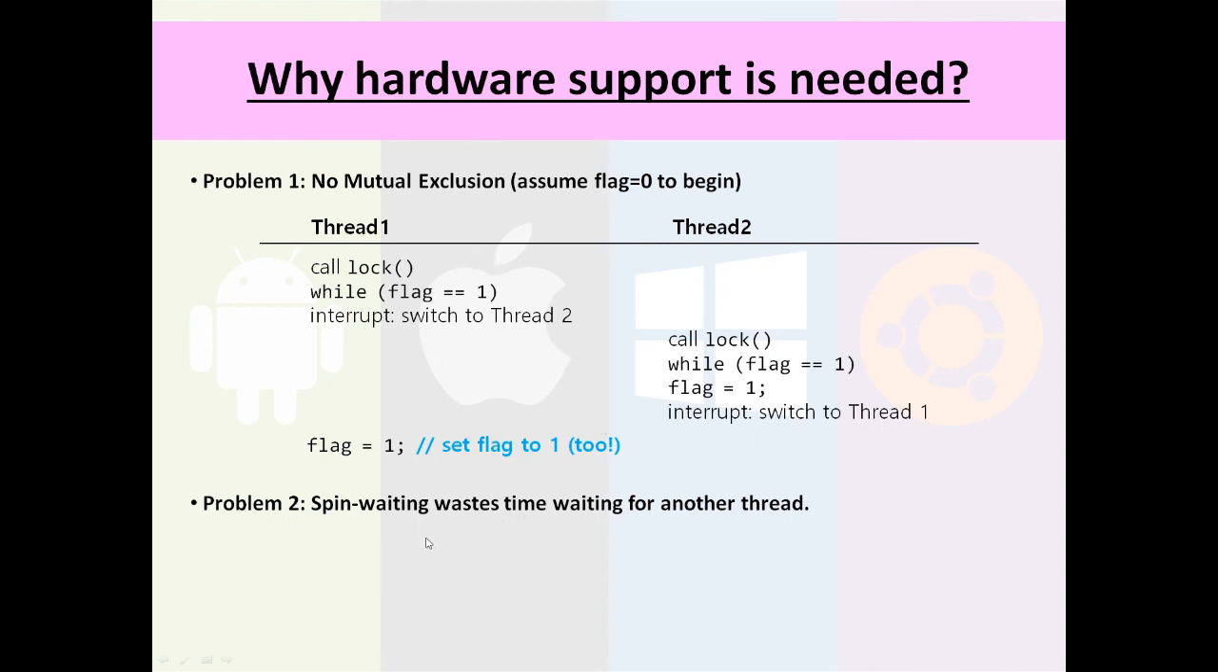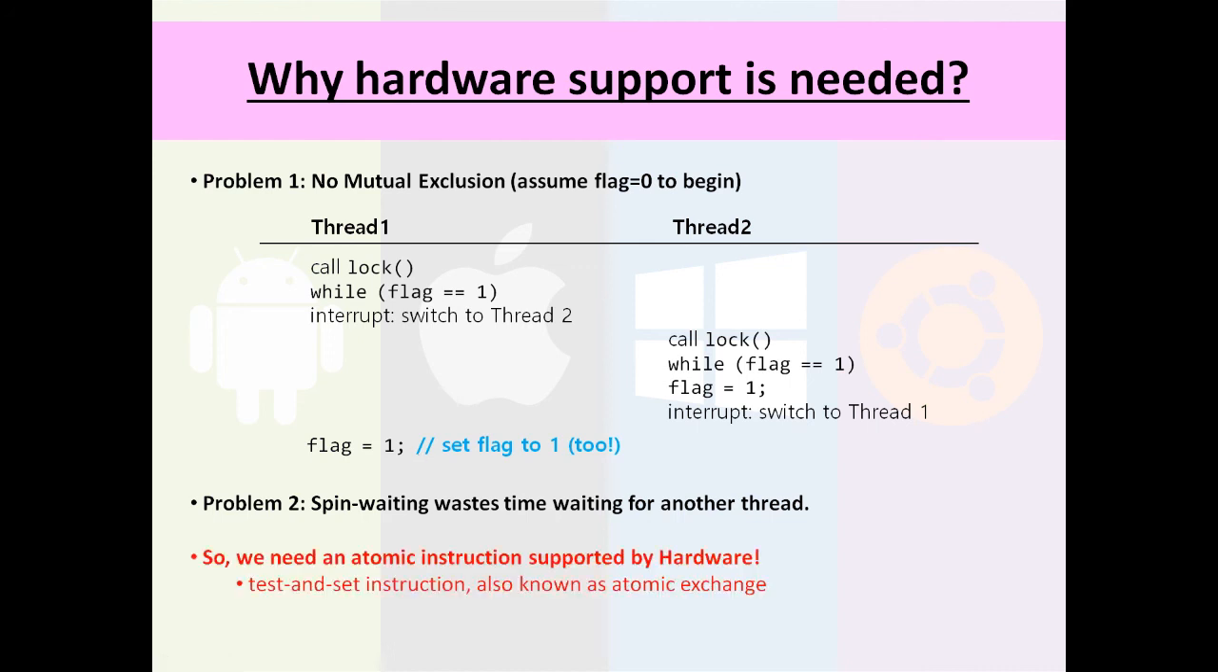So problem 2 that arises is that spin waiting wastes time waiting for another thread. So what if I did actually set the flag, acquire the lock, and then begin processing my critical region? Well, thread 2 then would have to wait for however long I had to do my processing, and that's also an issue.